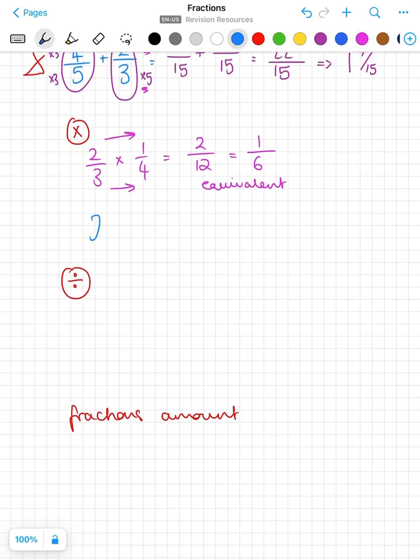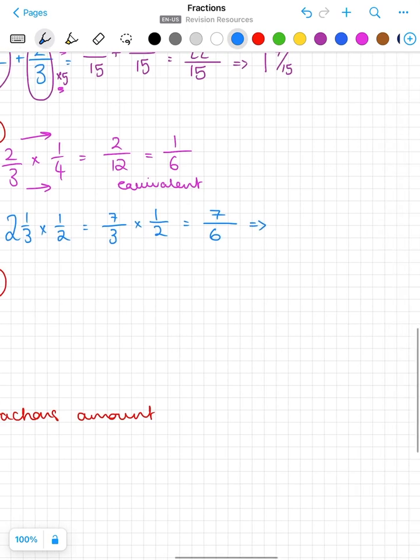Just a reminder that if we have a mixed number fraction, we do need to get it to improper before we do adding, subtracting, timesing or dividing. So let's practice. 2 times 3 is 6, add the 1 is 7/3 times 1/2. We time straight across, 7/6. Practice getting that into a mixed number. How many 6's go into 7? That's 1. Remainder 1.